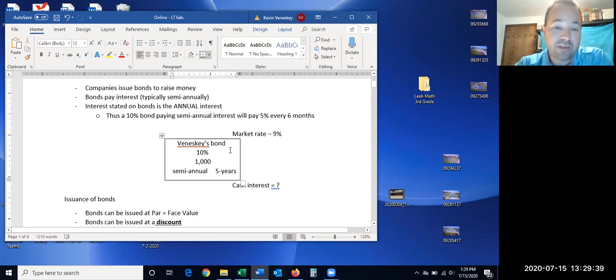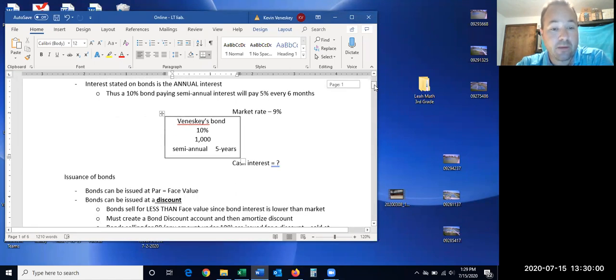So this may help you. This gives me a real good snapshot instead of me having to read everything 2 or 3 times. I just put it in a little picture off to the side. I put what the market rate is outside of the bond, because you still need that, but it's not actually part of the bond. This is going to be used to find how much we sell the bond for.